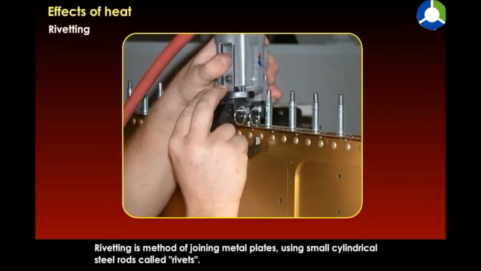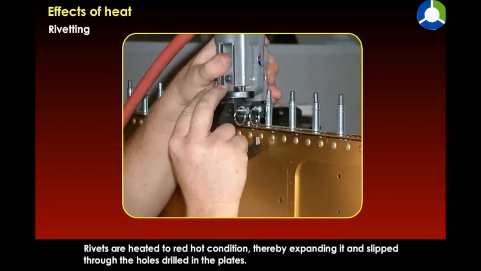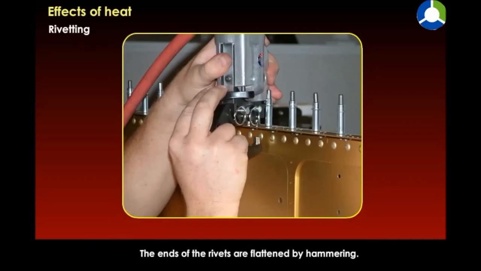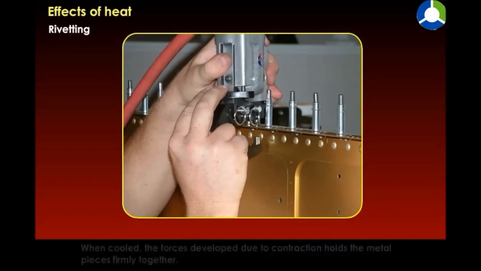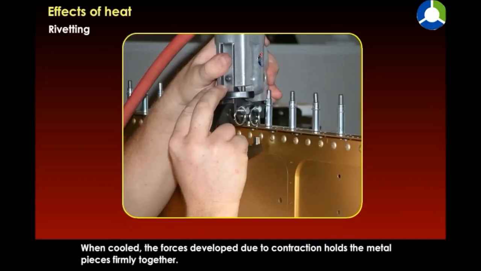Riveting. Riveting is the method of joining metal plates using small cylindrical steel rods called rivets. Rivets are heated to red-hot condition, thereby expanding them, and slipped through the holes drilled in the plates. The ends of the rivets are flattened by hammering. When cooled, the forces developed due to contraction hold the metal pieces firmly together.